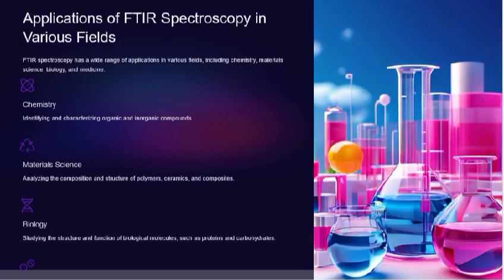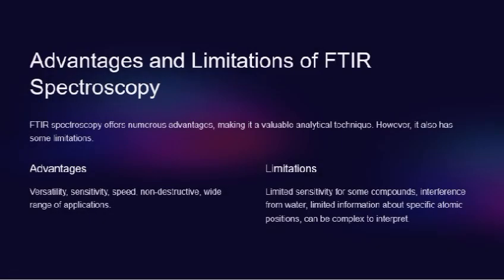Now we will discuss applications of FTIR spectroscopy in various fields. FTIR spectroscopy has a wide range of applications in various fields including chemistry, material science, biology and medicine. In chemistry, it is used to identify and characterize organic and inorganic compounds. In material science, it is widely used in analyzing the composition and structure of polymers, ceramics and composites. In biology, it is used for studying the structure and function of biological molecules such as proteins and carbohydrates.